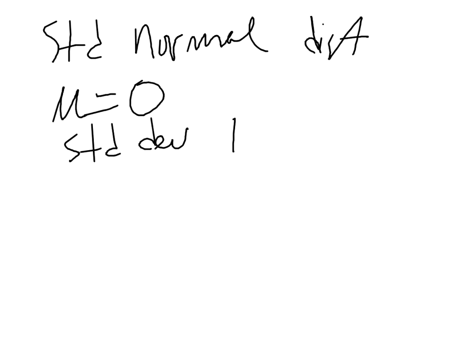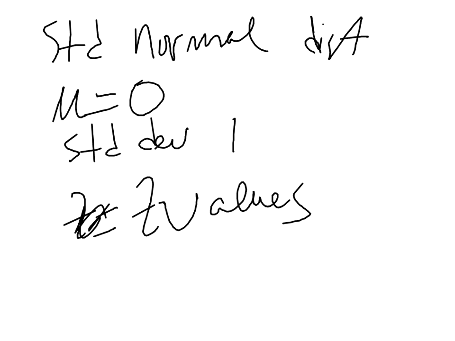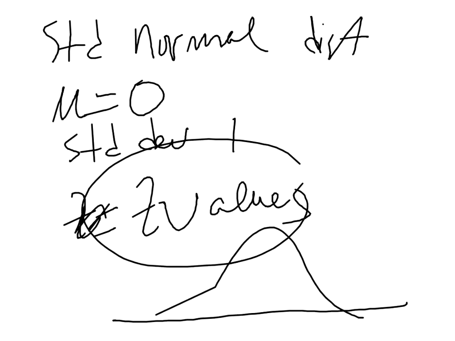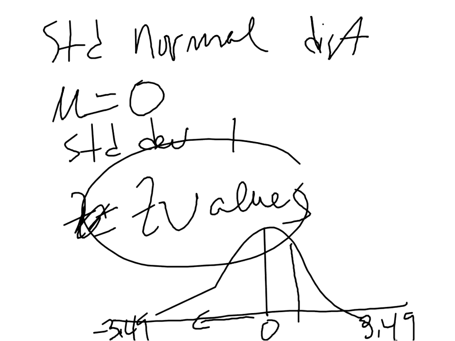Okay, now what we're going to do is we're going to be switching things into z-values. And we access the curve using z-values. In other words, the z-value of 0 is the symmetry point or line on the curve. And the z-values basically go from 0 to 3.49 positive on the right side of the curve, and in the left direction from 0 to minus 3.49.